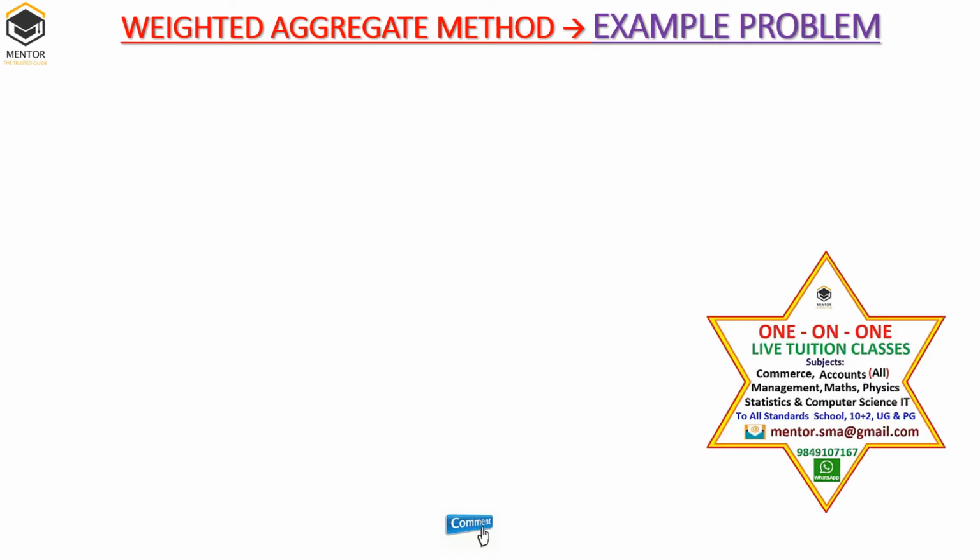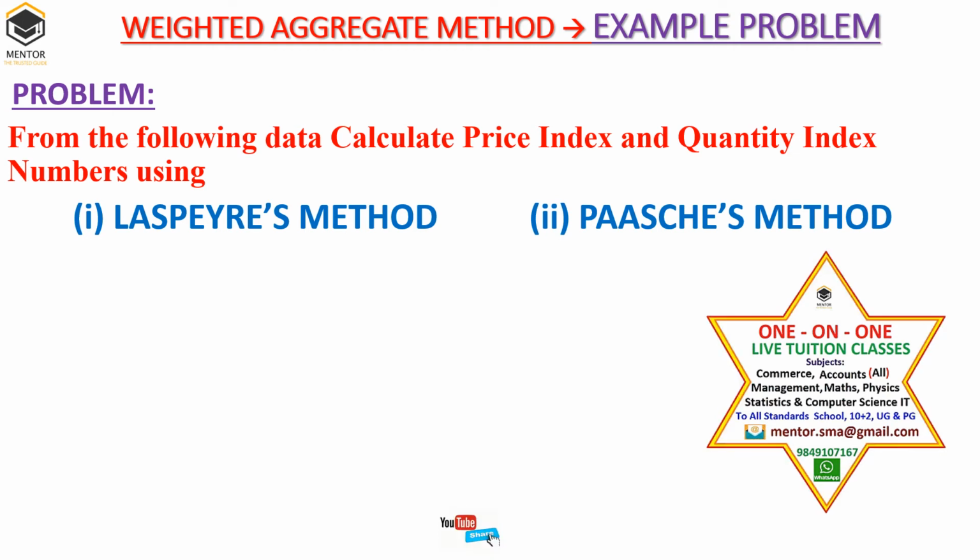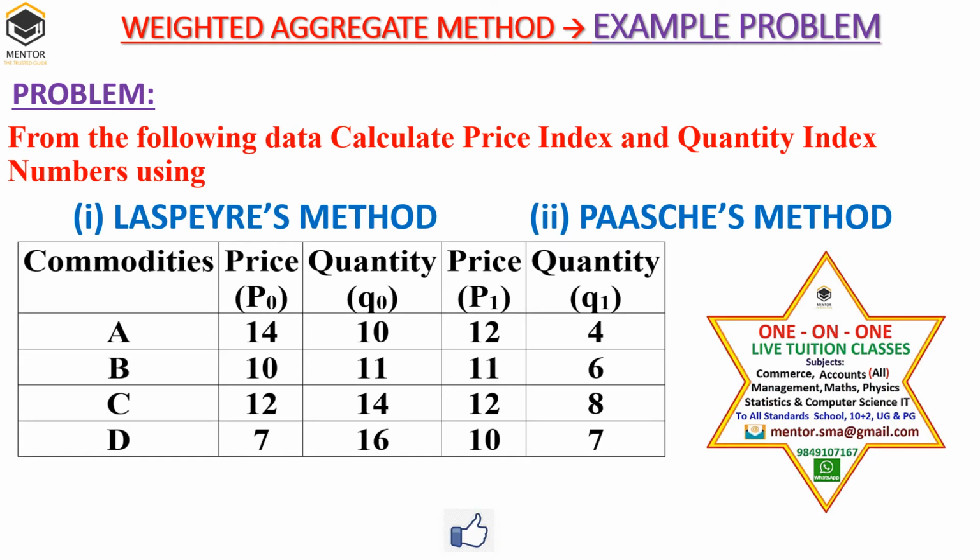Let's see how we can calculate the Laspeyres and Paasche index numbers with the help of this example problem. From the following data, calculate price index and quantity index numbers using Laspeyres and Paasche formulas. Here is the data. Commodities A to D are given, with base year price, base year quantity, current year price, and current year quantity. So let's see how we can calculate this.